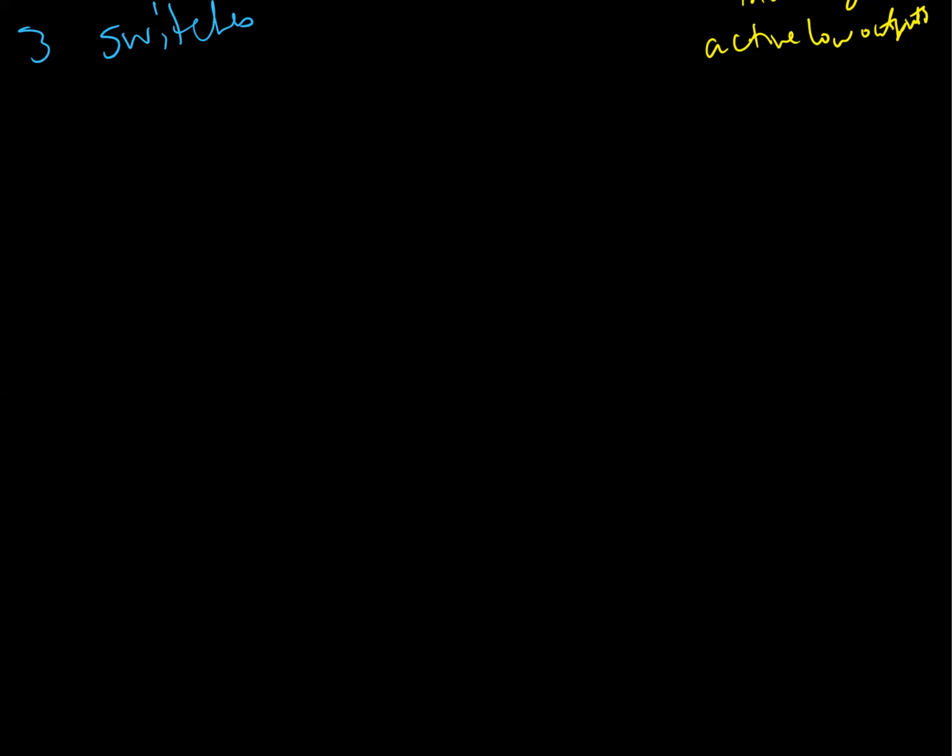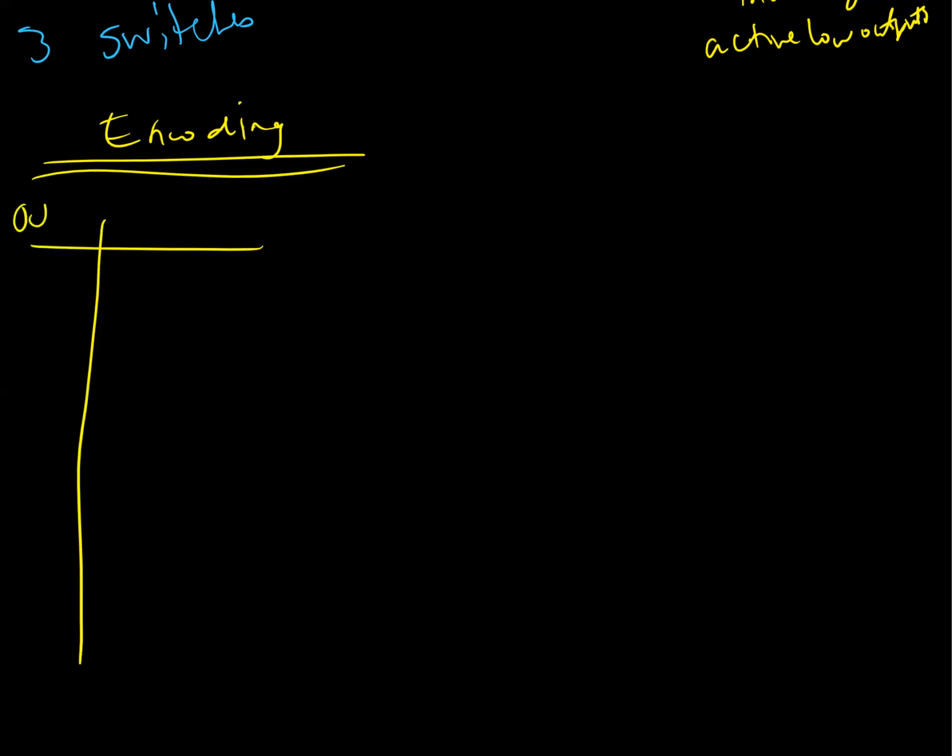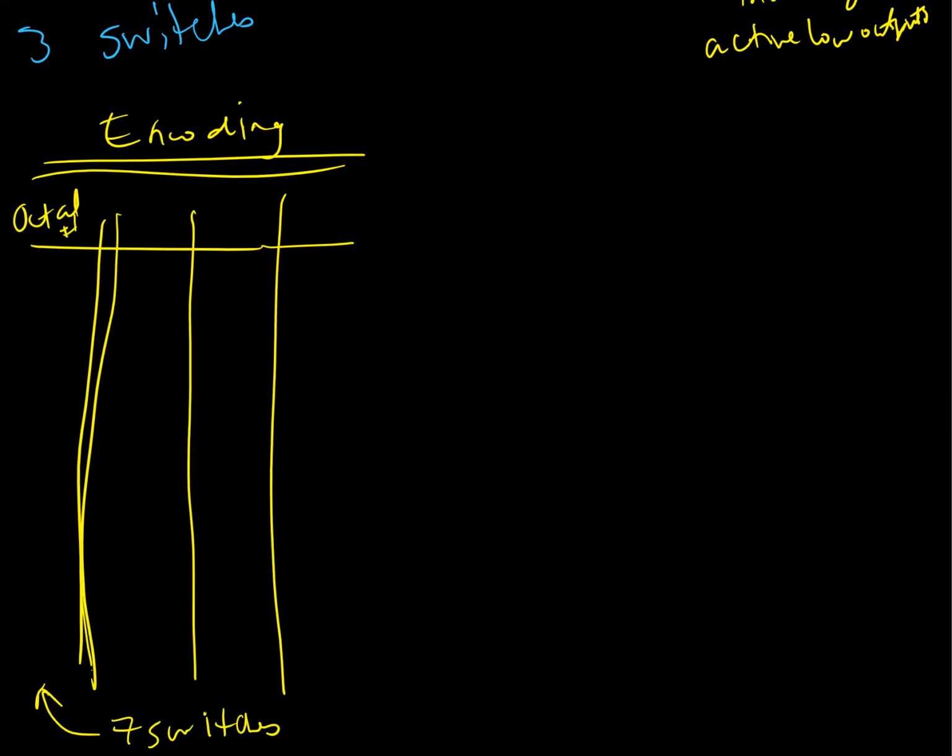So let's look at the other direction, encoding. So for encoding, we want to go from the octal number. I'm going to say here I have 7 switches, right? And depending on which switch is high, I'm going to get a particular set of lights on representing the binary number for that. So I'm going to have a 2 to the 0 output, a 2 to the 1 output, and a 2 to the 2 output.